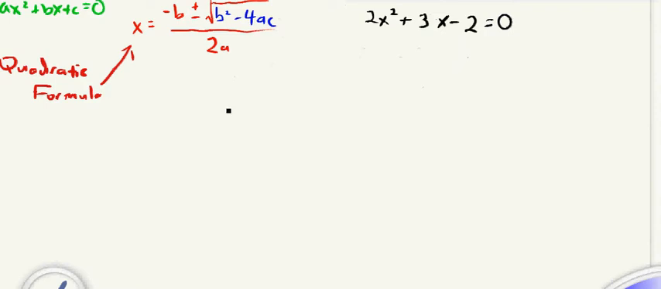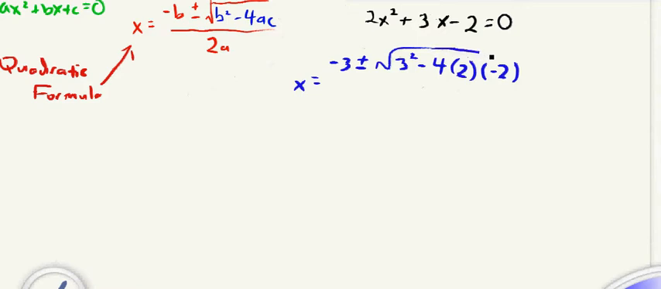So let's go ahead and plug it in. We're going to get that x equals negative b, so that's going to be a negative 3, plus or minus the square root of b squared, so that's going to be 3 squared, minus 4 times a, so that's 2, times c, and remember that's a negative 2. Okay, so you've got negative b plus or minus the square root of b squared minus 4ac, and then it's that whole thing over 2a. So that's going to be 2 times 2, okay?